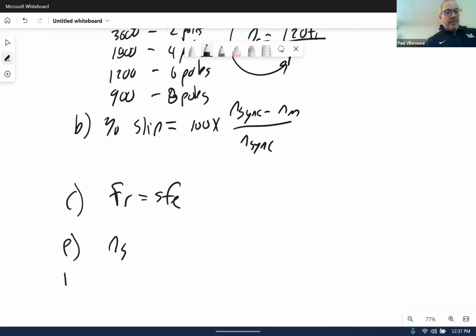So here's part E, here's part F. The speed of the rotor field with respect to the stator field: they're spinning at the same speed. The rotor field is spinning at synchronous speed. The stator field is spinning at synchronous speed, right? We have to maintain constant torque, so they must spin at the same speed. So there's no difference in speed.